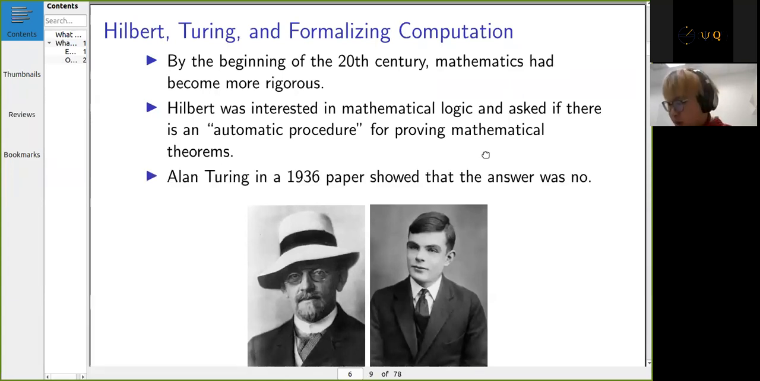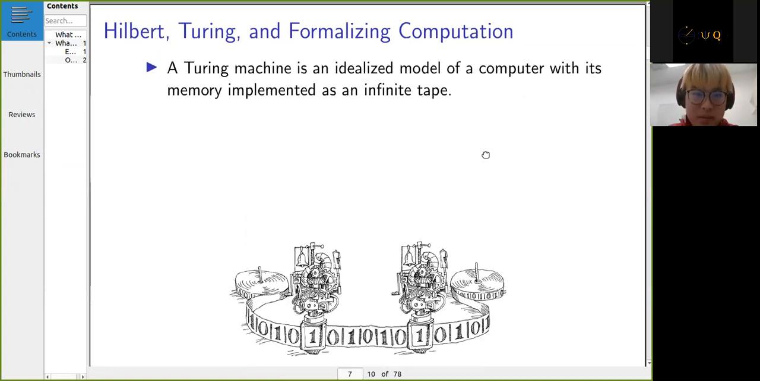And Alan Turing, you might have heard about Turing from the popular media, and how he had a very unfortunate life. But his genius was that he was able to formalize the notion of computation, and ended up showing that the answer to Hilbert's problem was actually no. There's no automatic way to prove mathematical theorems. So what did Turing contribute?